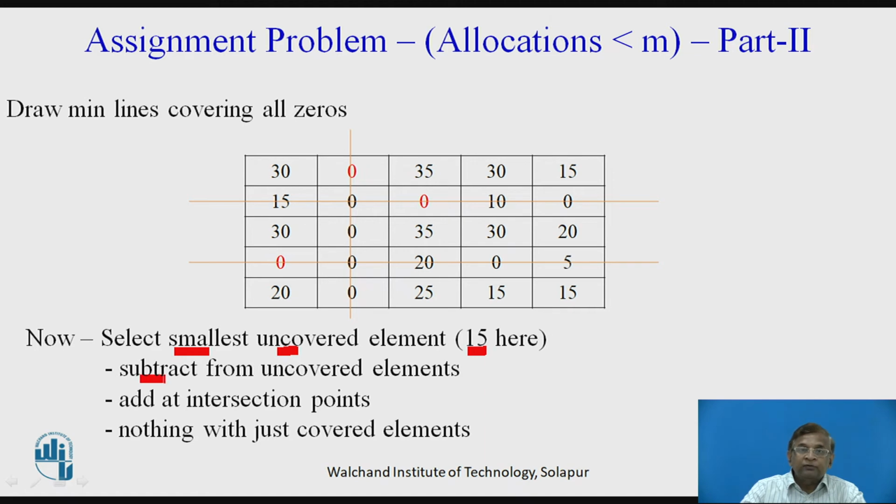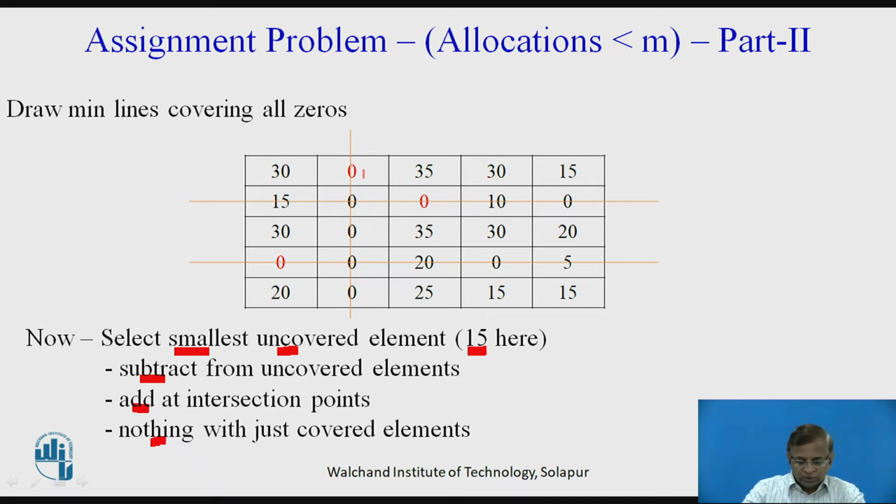Subtract this least element 15 from uncovered elements like 30, 35. Secondly, add this 15 at intersection points like at cell 2, 2. And thirdly, do nothing for the elements which are just covered by the line. So for elements like this 0 in cell 1, 2, wherein the 0 is just covered by the line, we do nothing, we leave that 0 as it is.